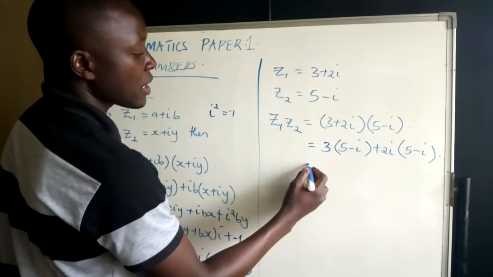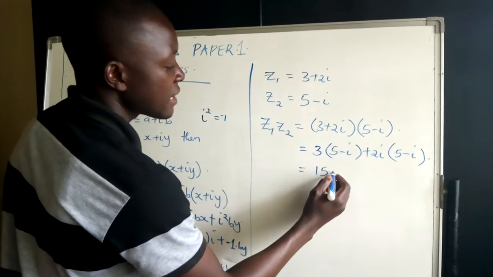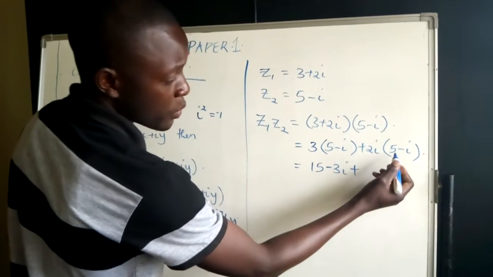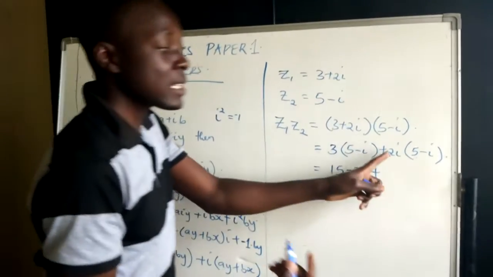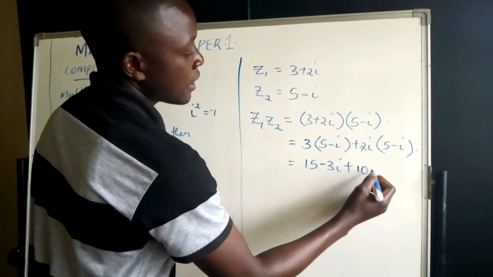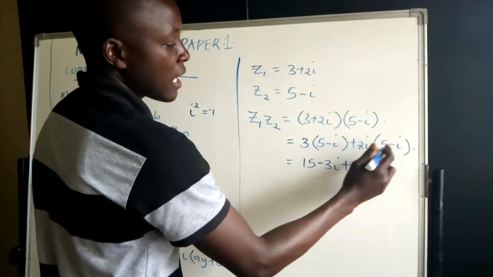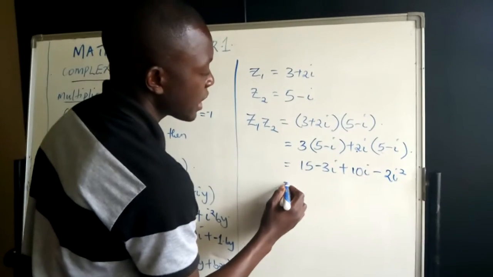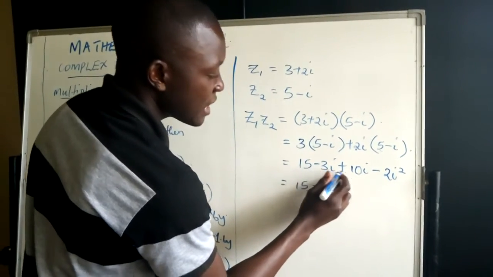And as we open, we shall have 3 times 5, which is 15, 3 times -i, which is -3i, plus 2i times 5. We multiply the numbers, then the i comes next, so we have 2 times 5, which is 10, but it has an i. And then lastly we have minus 2i times i, that is -2i squared, and this becomes 15 minus 3i plus 10i.